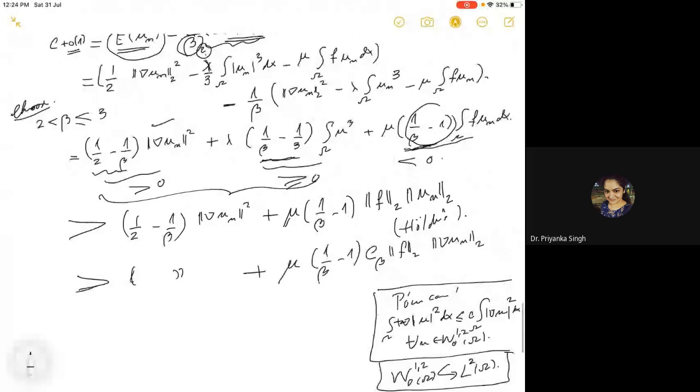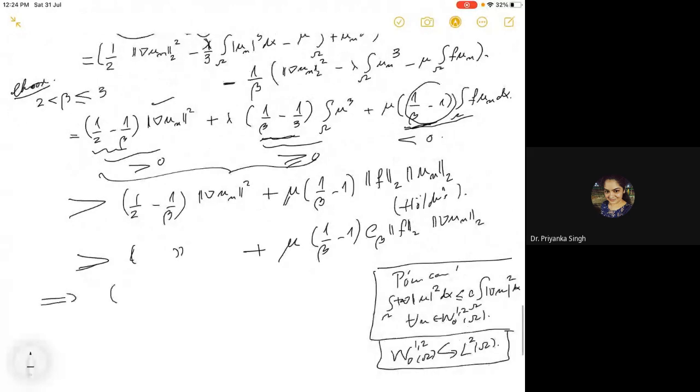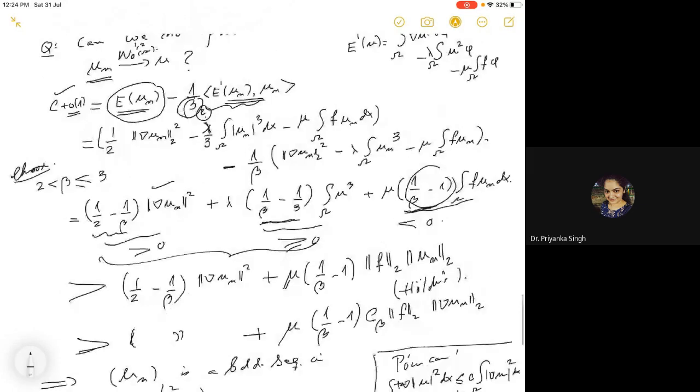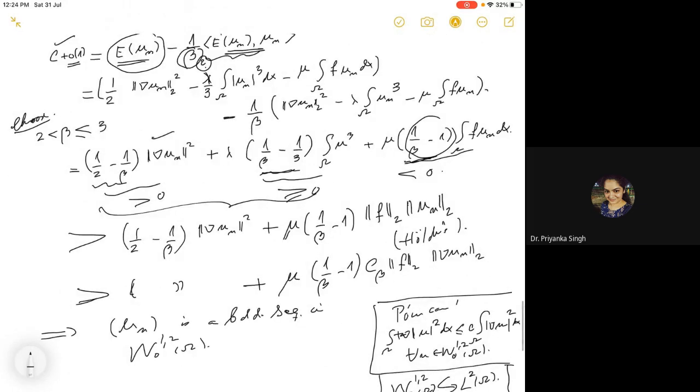So now what does this say? This immediately says that UN is a bounded sequence in W012. Why? Because suppose not, then this will have a divergent subsequence.